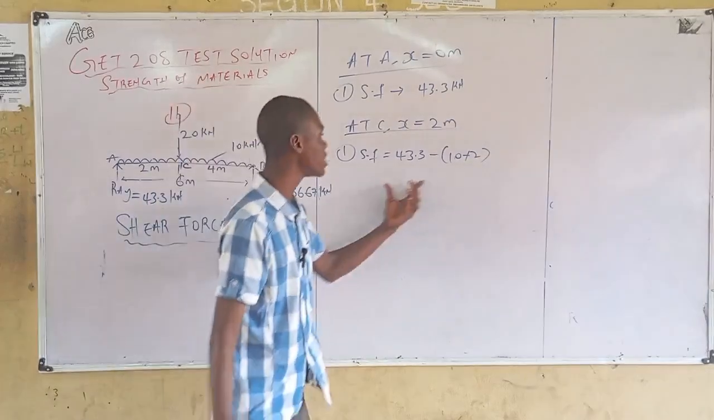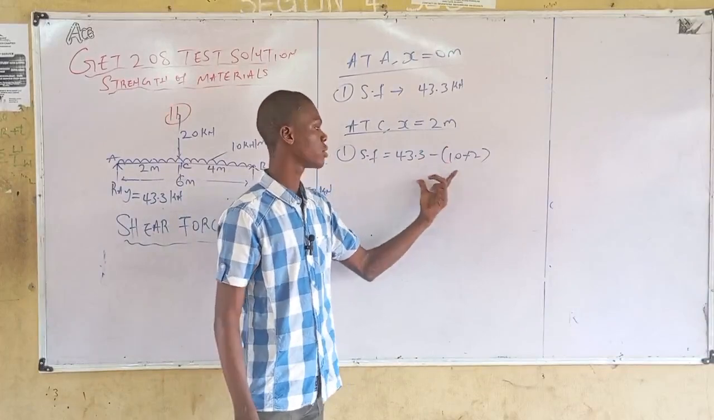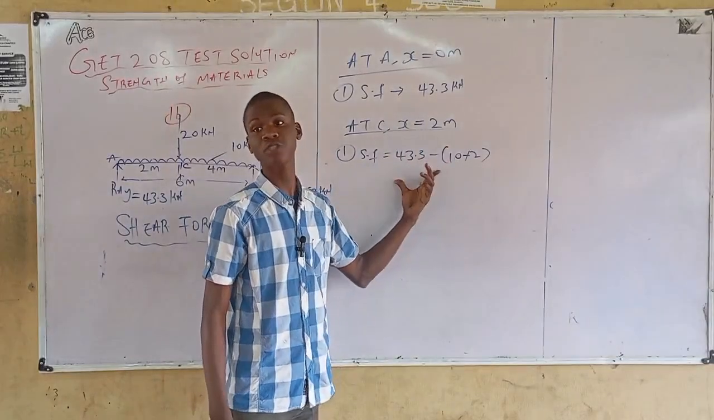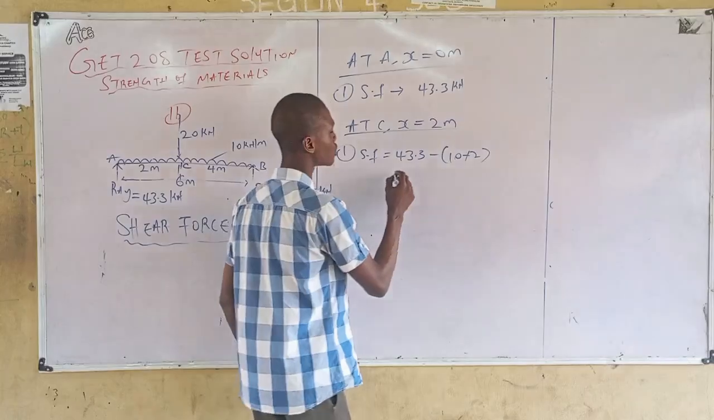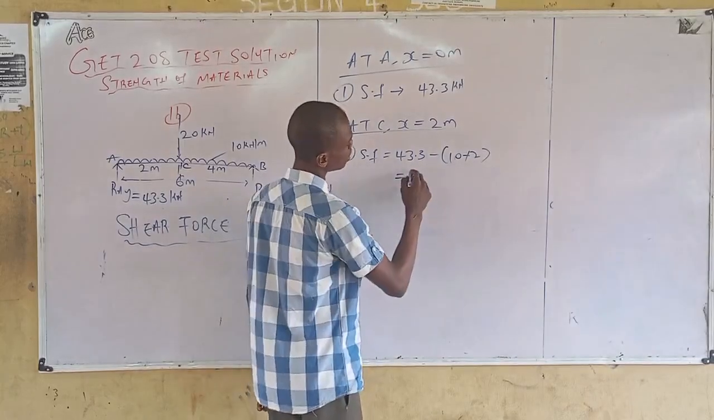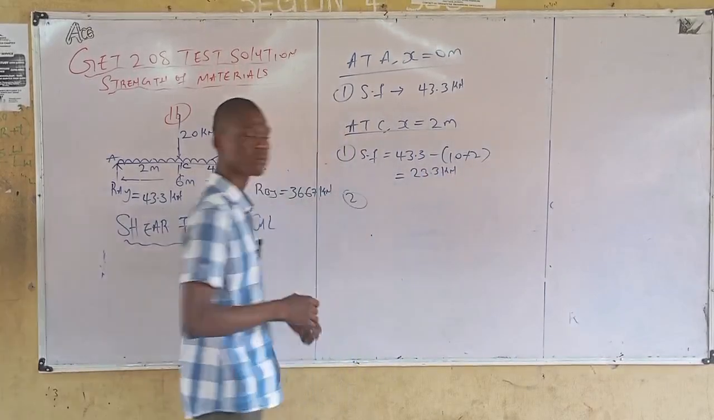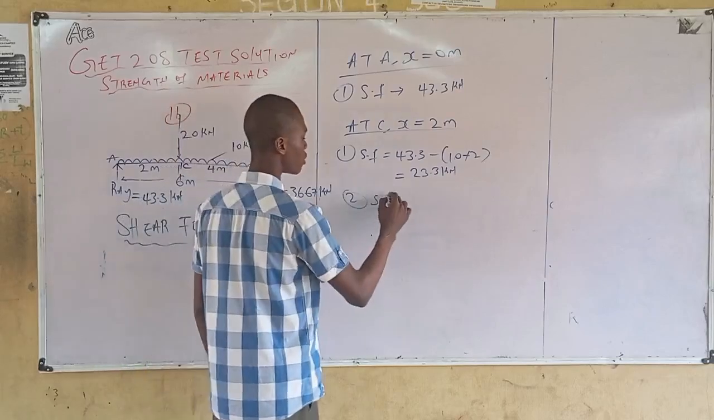Let's continue. Now, this is the first value of the shear force on point C, right? And that equals to what? 43.3 minus 20. Second value. How do you get the second value?